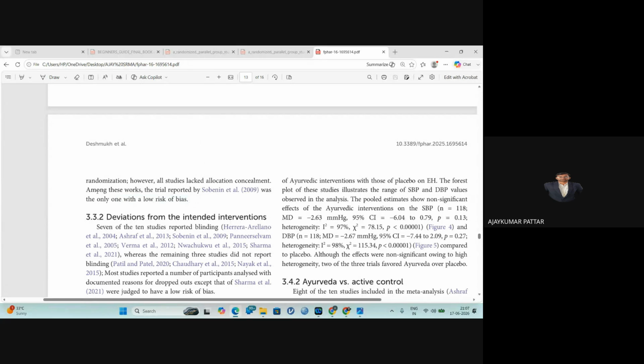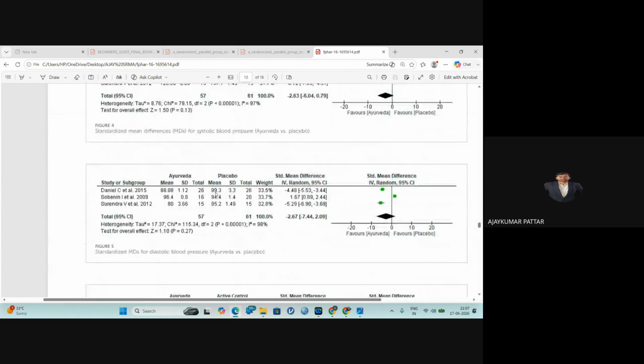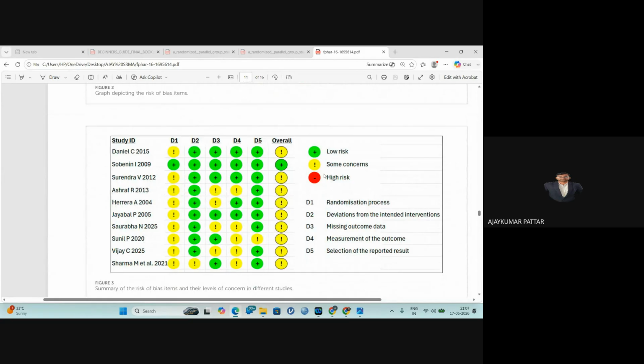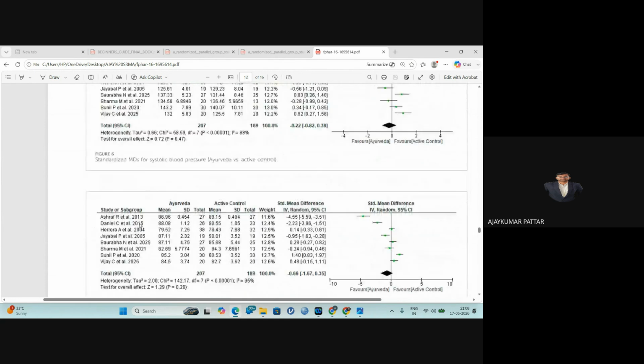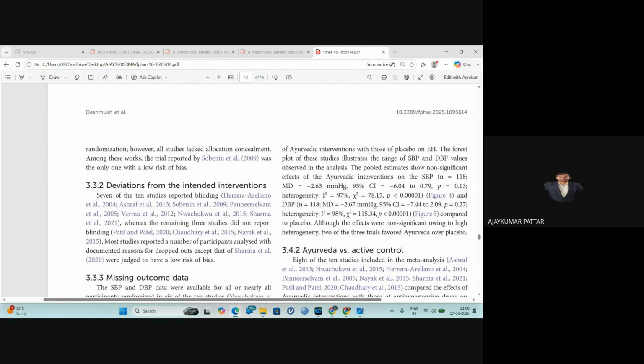So among the 10, the trial reported by Sobin et al., this particular paper, was the only one with low risk of bias. If you see Sobin's, can you see here? Overall, this green color is low risk of bias. All other studies, Daniel, Surendra, overall they have some concerns, yellow color only. Sobin's paper has the low risk. They have mentioned that here. So the trial reported by Sobin was the only one with low risk of bias.